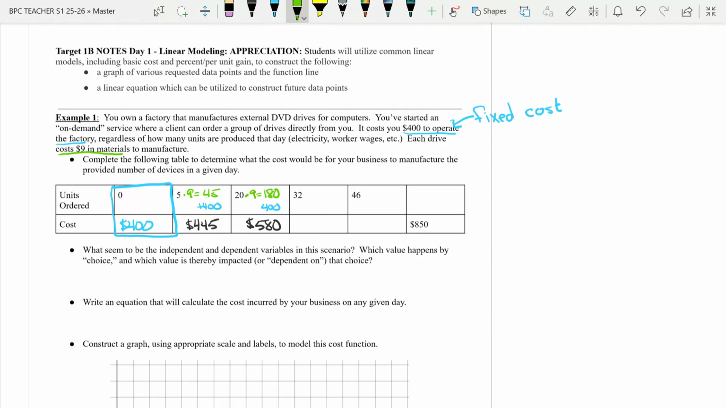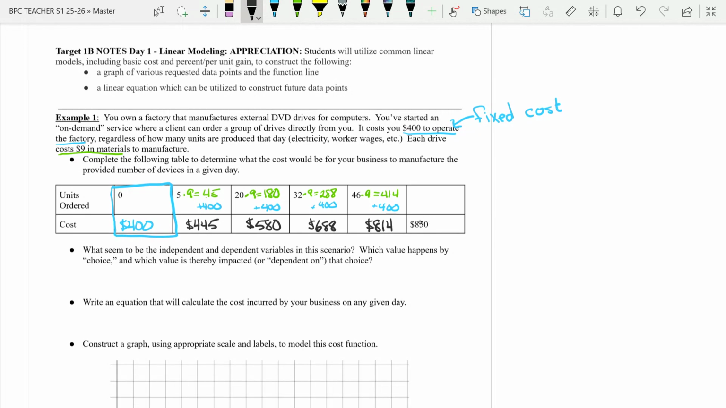So if I'm doing 32, I would multiply my 32 by 9. You can use Desmos, do it in your head, do it on paper. That's $288. If it was 46, I'd do my 46 times 9 to get $414. And no matter what, it costs me $400 to operate the factory that day. So on a day where 32 drives are ordered, it costs me $688 to run the factory. On a day where 46 drives are ordered, $814 to run the factory.